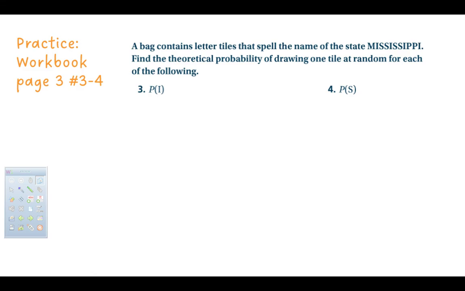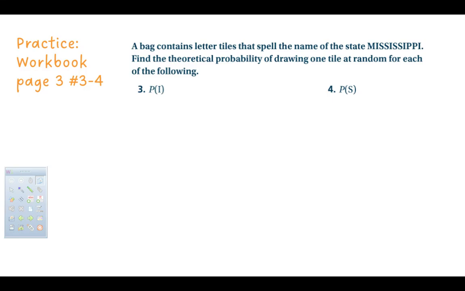The problem itself says a bag contains letter tiles that spell the name Mississippi. So picture a bag, and in that bag there is one tile that is an M, and then there's a tile that's an I, and then there's an S, and then another S, and then another I, and then there's a P, and then another P, and then there's an I. Is that right? There's 11 tiles in there. Okay, so there's multiple S's. There's multiple I's. So 11 total tiles.